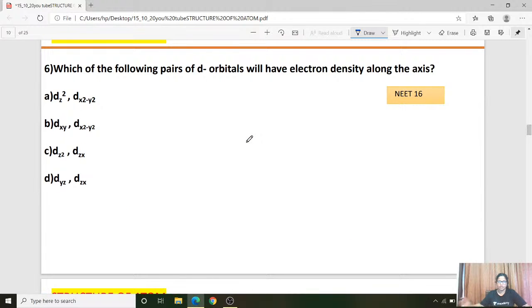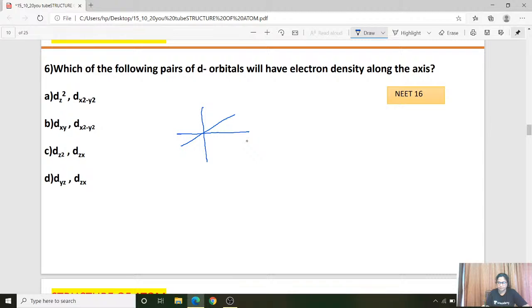Okay, go to this question now. Which of the following pairs of d orbitals will have electron density along the axis? You have 5 d orbitals, out of which where do you find the electron densities along the axis? 4 options are given. So you can tell me what your right answer is. You can write it in the comment box, student. Electron density is along the axis.